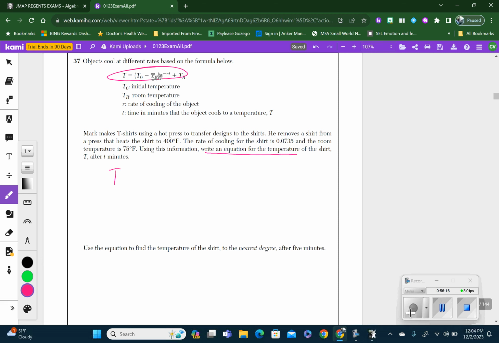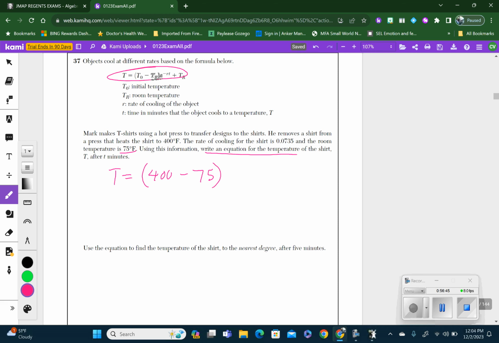So T is equal to T0. Do we know what our T0 is? Our T0 is our initial temperature. So if you take a look, it's 400. So I'm going to put parentheses here, put 400 here, minus my TR. TR represents the room temperature. So if I keep looking, it says the room temperature is 75 degrees, right? So I'm going to put a 75 here. Nothing crazy. Then there's an E.